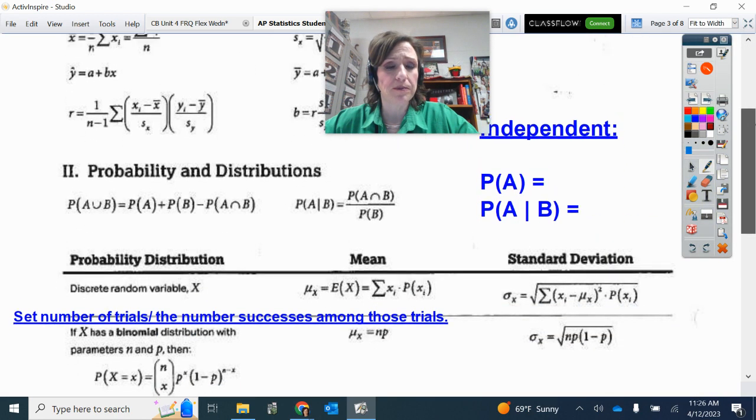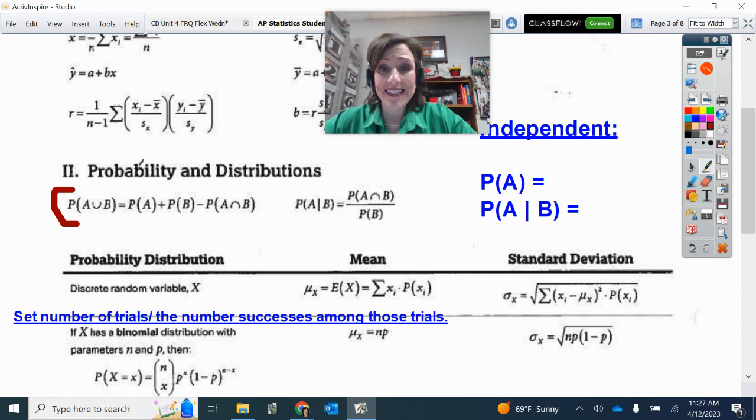So here on your formula chart, you have this right here. This is the union. So A or B would be the A's plus the B's minus the intersection of A's and B's. So remember that. And then here, this is conditional. The probability of A, given that B has happened. So that's out of the total B probability, out of all the chances of B happening, the part that is A and B, the intersection out of the total.